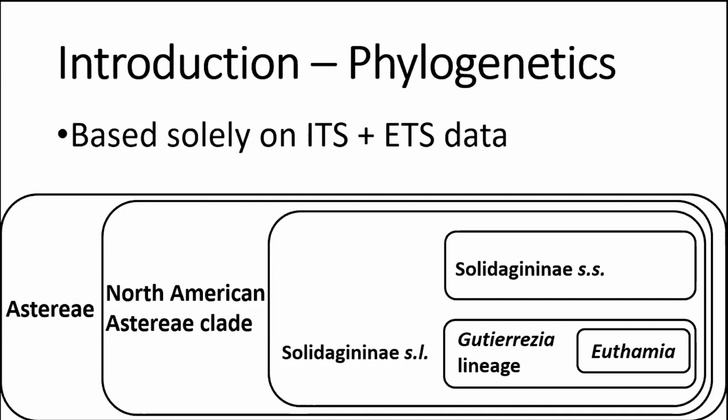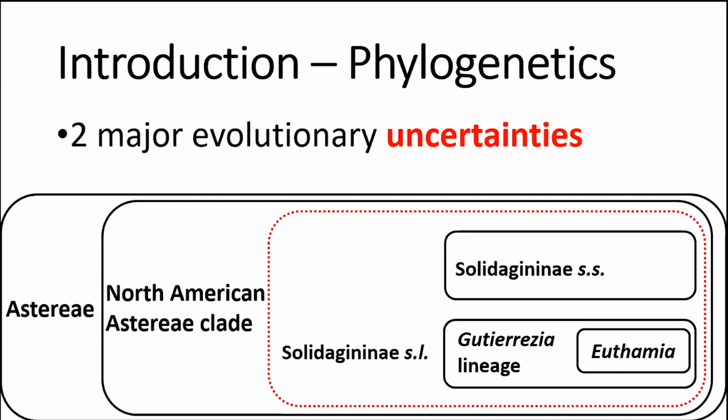They're part of what's called nuclear ribosomal DNA, so they're not typical low copy genes. These encode for ribosomal subunits eventually. There are 2 major evolutionary uncertainties I want to address here in my thesis presentation.